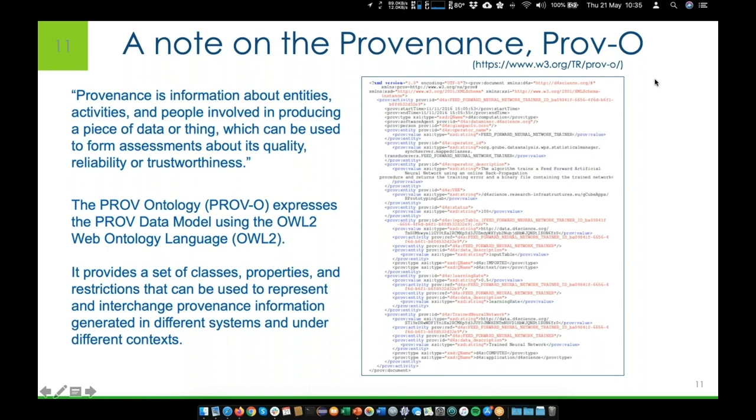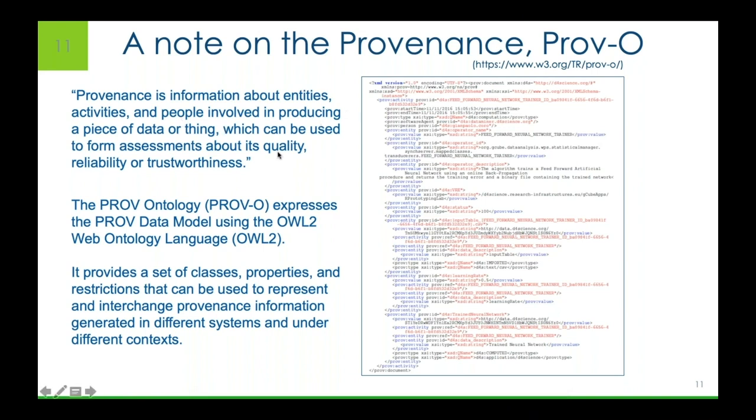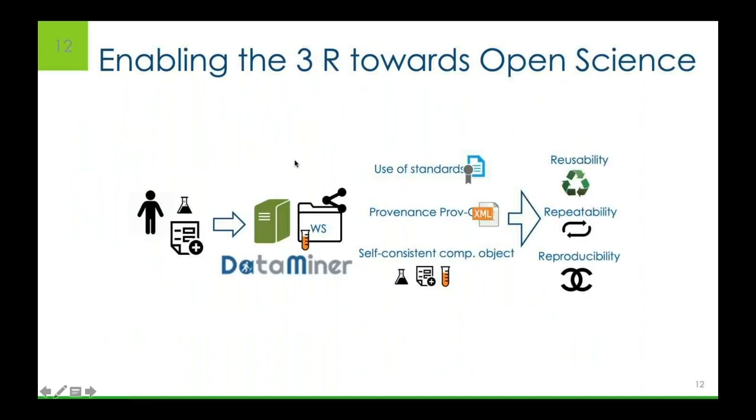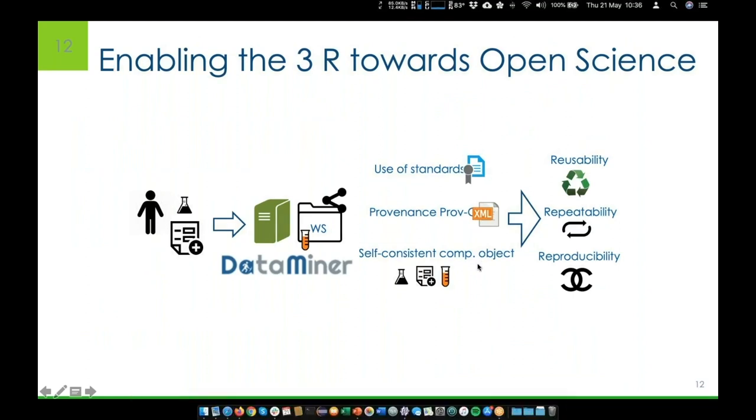So the profile that we generate is an ontology that expresses the PROV data model using the OWL2 web ontology language. And thanks to this, we have a set of classes, properties, and restrictions that can be used to represent and interchange the information that is generated in different systems and under different contexts. So this is what allows us to create and maintain provenance.